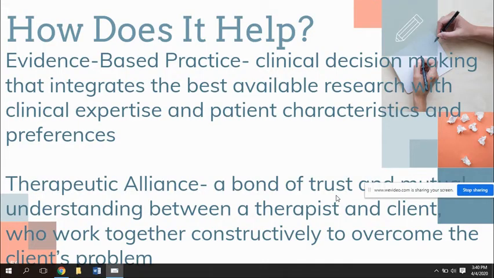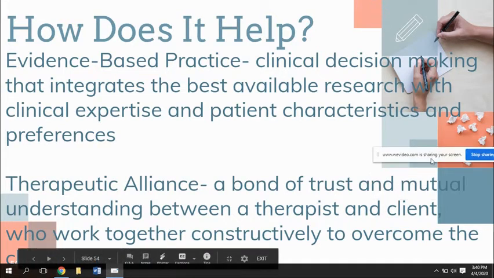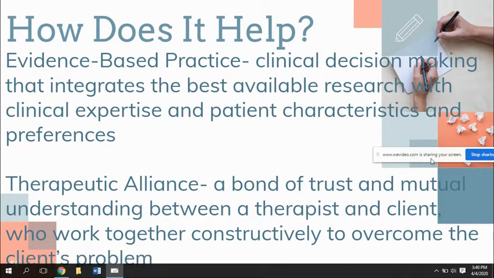Then you've got evidence-based practice, which basically says that clinical decision making integrates the best available research with clinical expertise, patient characteristics, preferences, stuff like that. And that goes along with the therapeutic alliance, which is a bond of trust and mutual understanding between a therapist and client. If you can trust the person and you know they're not judging you and they're keeping your information confidential and not talking crap about you behind your back, you're going to do better with someone you trust and like. That's basically what the therapeutic alliance is.